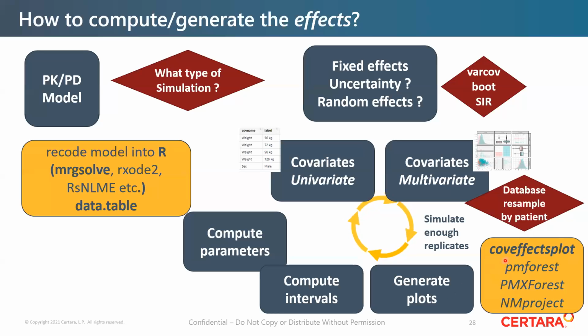And what's good about the field is that more recently I've seen more R packages being developed to generate forest plots of covariate effects. For example, PMforest from our Metrum colleague, PMXForest from our pharmacist colleague, and NMproject from the AstraZeneca folks. And I'm sure I forgot or didn't find some other solutions that are available. So we have more options to use, and it's becoming, again, standard to generate these forest plots.